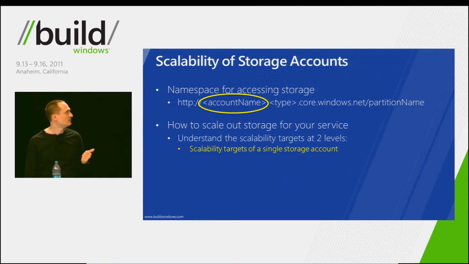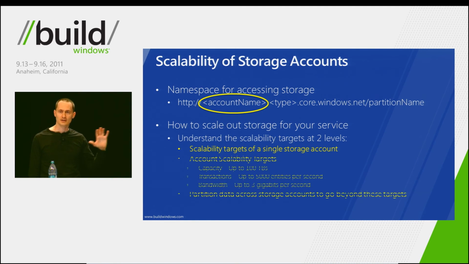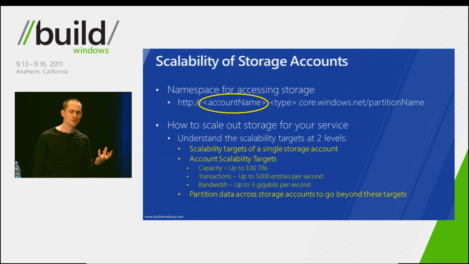So for a single storage account, the current scalability targets we have right now are a single storage account can store up to 100 terabytes of data. It can do up to 5,000 entities per second, or transactions per second, and process up to 3 gigabits per second. If you need to use more storage than that, you use more storage accounts. Our large customers who are storing petabytes of data use many storage accounts, and they typically use many storage accounts across our data centers around the world. And then they build at their application layer some partitioning logic to partition their users or data across those storage accounts.